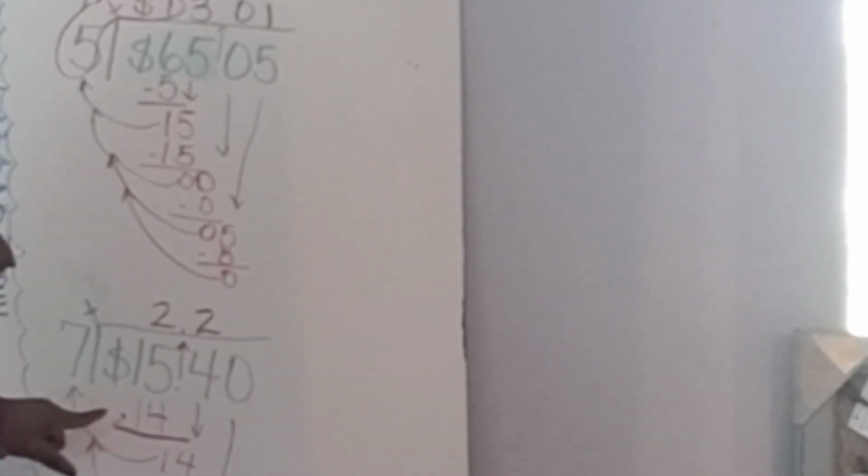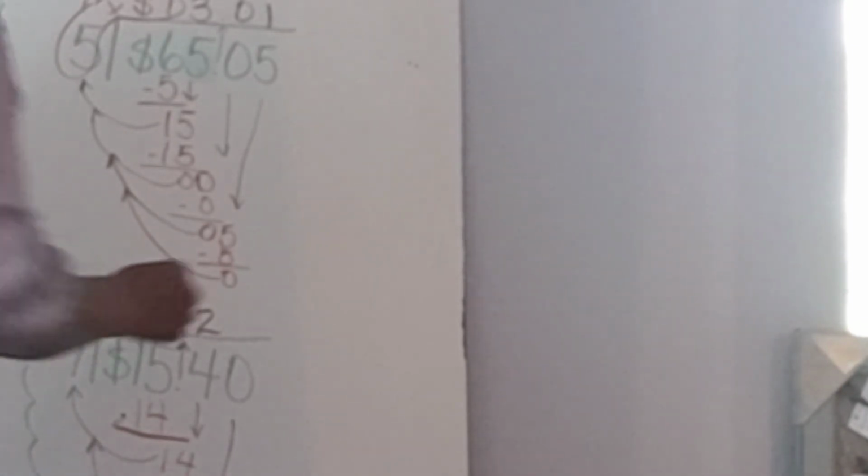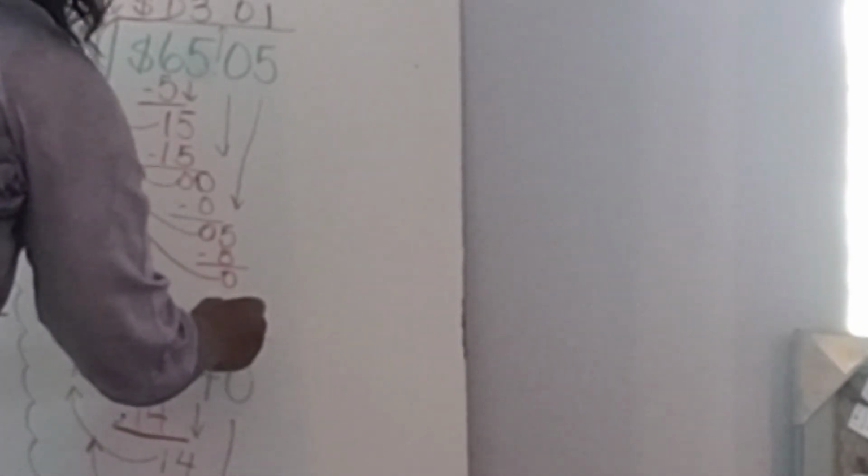And again, as long as I keep bringing down, I have to keep dividing. 0 divided by 7 equals 0. And then I multiply again. 0 times 7 is 0. 0 minus 0 is 0. And I compare, and when there's nothing left to bring down, I'm done. Okay, I know you might not be able to see the bottom part, but it's zeros. And then I put my $ in the front so that my answer is shown, $2.20.